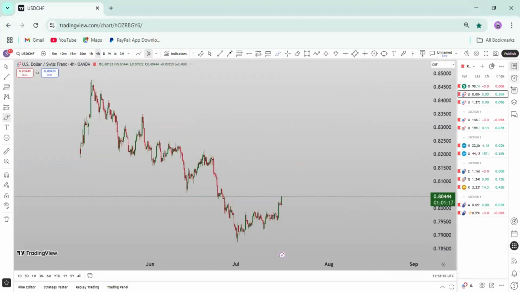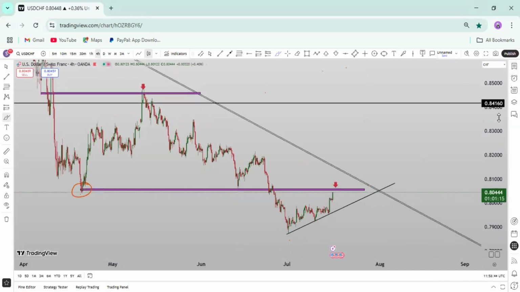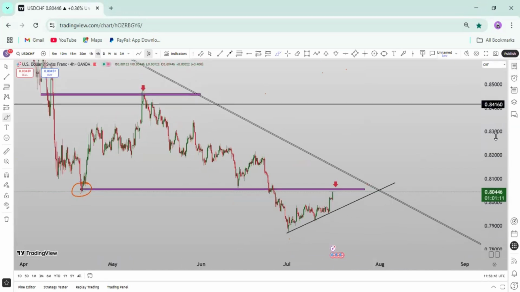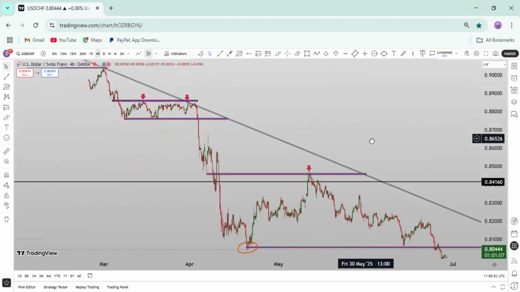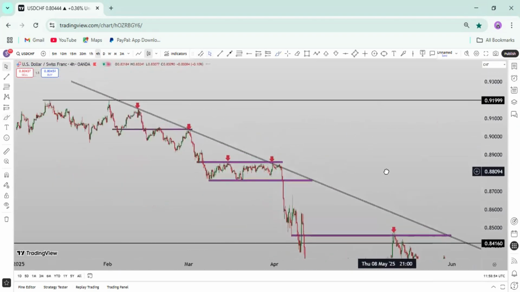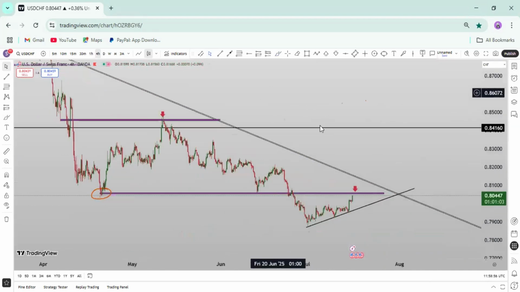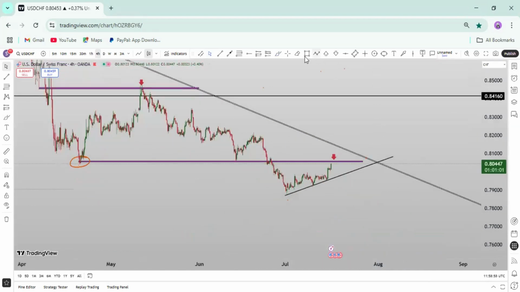The next pair that I want to check is USD CHF. As you can see very clearly, USD CHF is still bearish. We are still going down in a strong bearish trend. Now, let's start here. We have a support around here, and we have a support around here. The market wanted to form a double bottom, but broke around here.